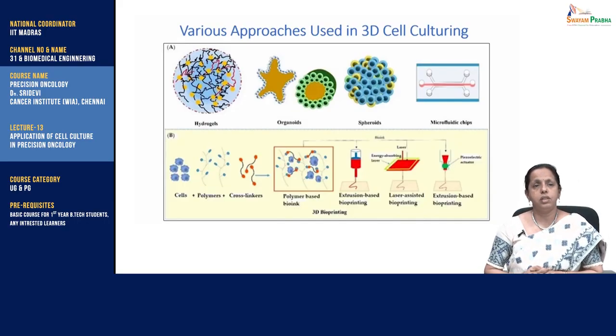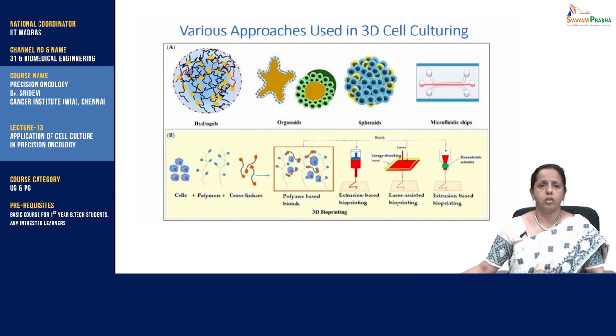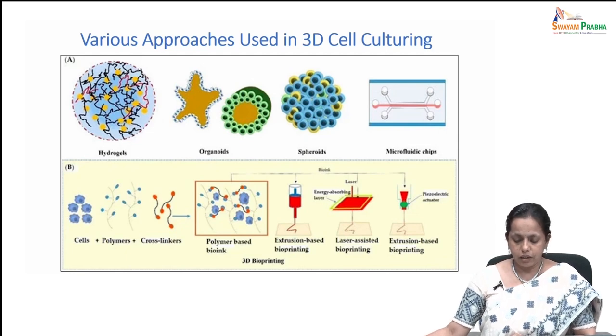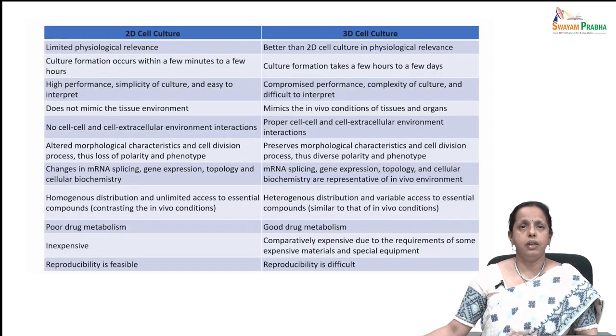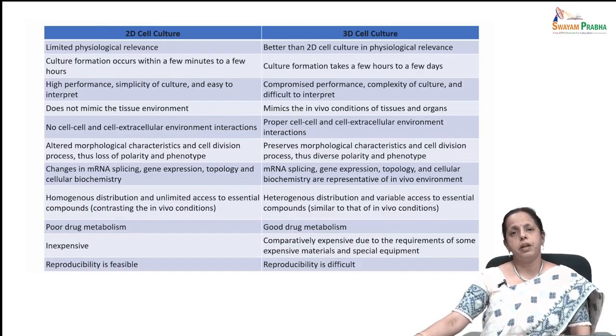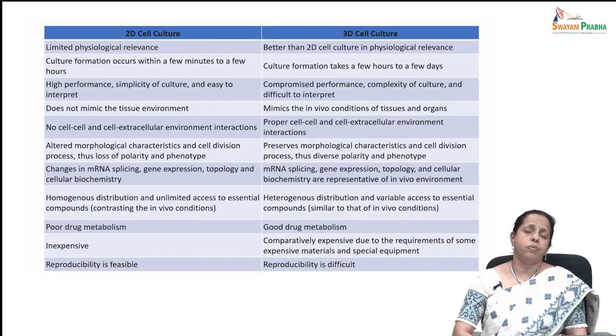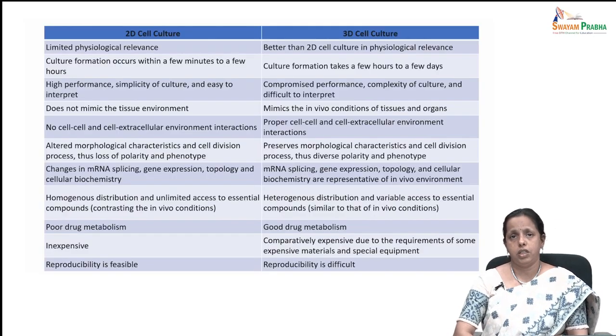So we have the hydrogels, where the cells are mixed with a hydrogel matrix and then use a crosslinker. And then we have 3D bioprinting to create scaffolds for growing 3D spheroids. And then there is something called microfluidic chips for maintaining the 3D spheroids. So these are all important approaches used for 3D cell culture. And given the different comparisons, this table mentions the different advantages and disadvantages that 2D or 3D have over each other.